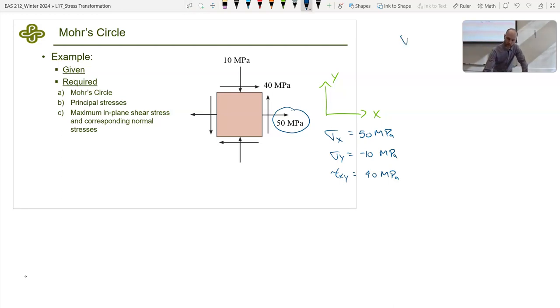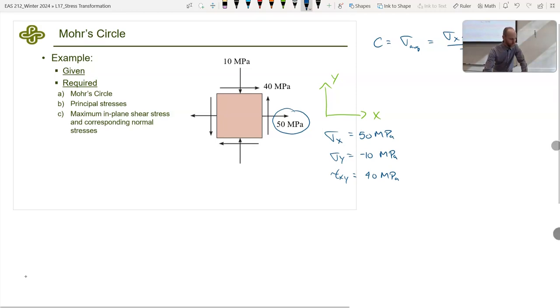So our sigma average, that's going to be the center of the circle. That's sigma x plus sigma y over 2. So that's 50 plus negative 10 over 2. So that's 20 megapascals.